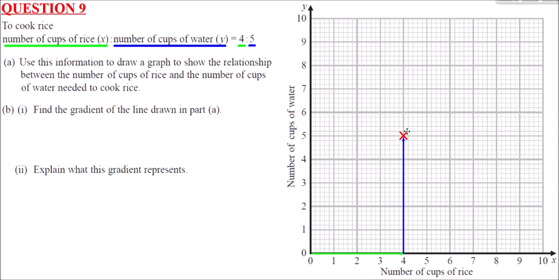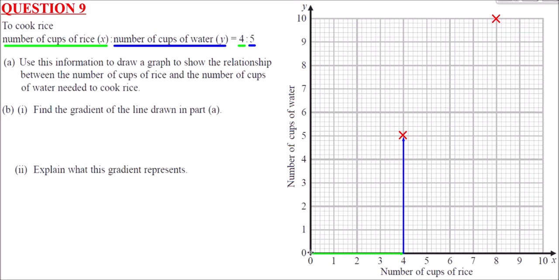If you want another point, that's easy enough. You could just double these numbers. If I had 8 cups of rice, I'd be needing 10 cups of water. So if I add on another point here, and then don't forget common sense. If you're cooking 0 cups of rice, in other words, if you're cooking nothing at all, you would need no cups of water. No rice, no water.